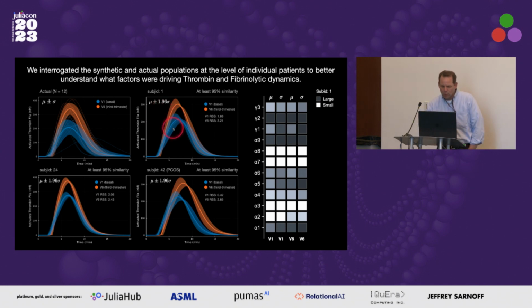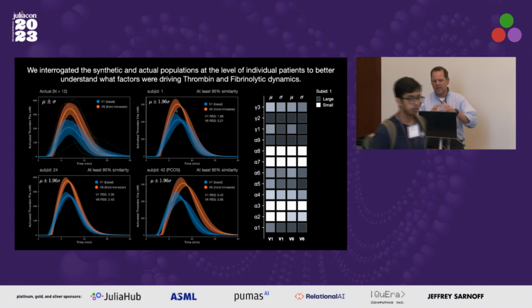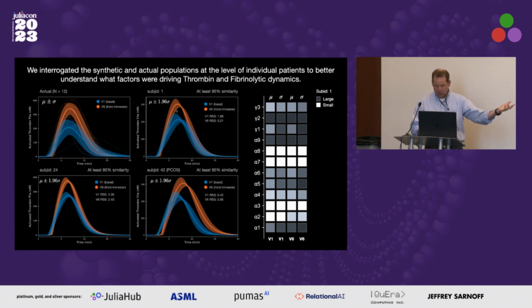The solid blue here would be the actual subject 1 thrombin curve for visit 1, and the orange would be the thrombin curve for visit 6. And this region around it is a synthetic population of patients that we created by sampling in a local region around subject 1. We did this just by using our distribution and then using a kernel method to essentially calculate similarity and throw away points that aren't similar.